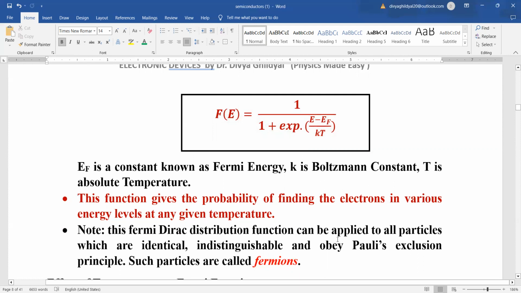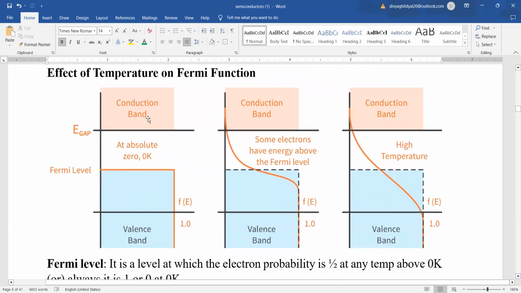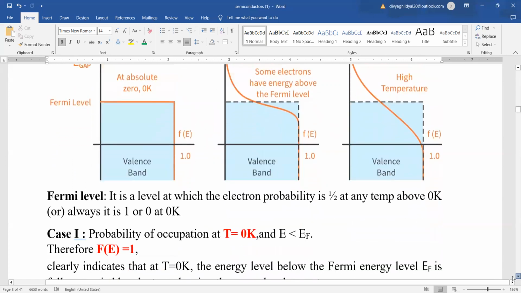Now, the Fermi-Dirac distribution function can be applied to all particles which are identical, indistinguishable, and obey Pauli's exclusion principle. Such particles are called fermions. Now, the effect of temperature on this Fermi function helps us in deciding the Fermi level. See, at absolute zero or 0 Kelvin, you can see the Fermi level. Then when we have increased the temperature, and then at a much higher temperature.